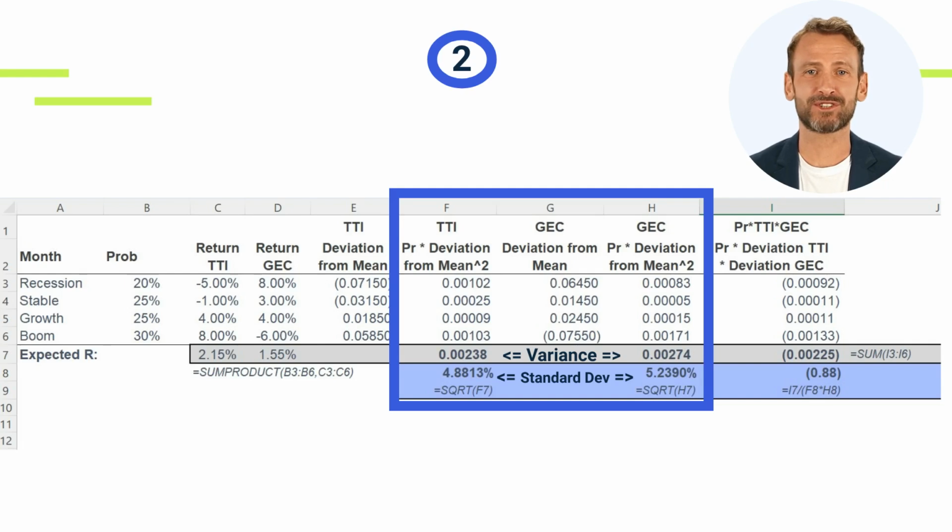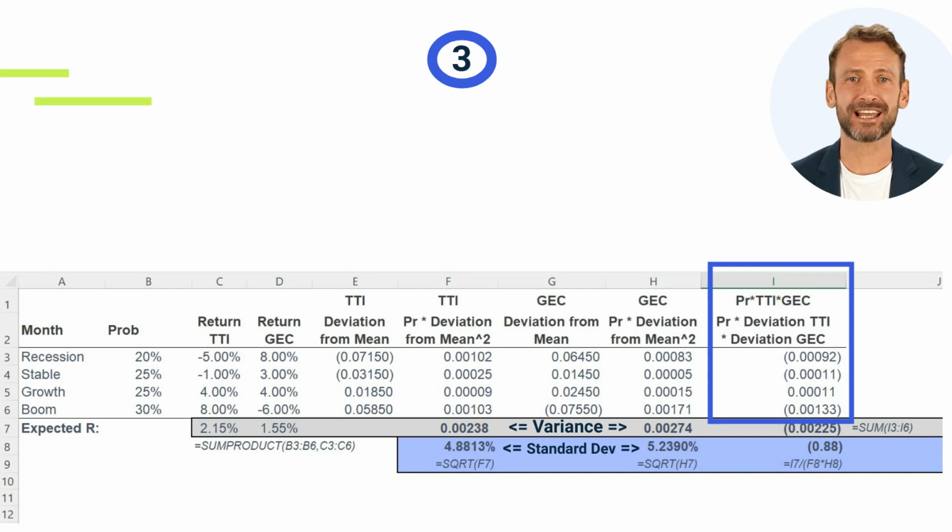Once you have the expected return for both firms, TTI and GEC, you can now calculate the variance and the standard deviation of their returns. Remember that we performed these calculations step by step in one of the previous videos, where we covered standard deviation for probability scenarios. Just to refresh your memory, we need to calculate the deviation of the return for each of the scenarios from the expected return. These deviations must then each be squared and multiplied by their respective probabilities. Finally, remember that the sum of these squared deviations multiplied by their probability is the variance, and the square root of the variance is the standard deviation.